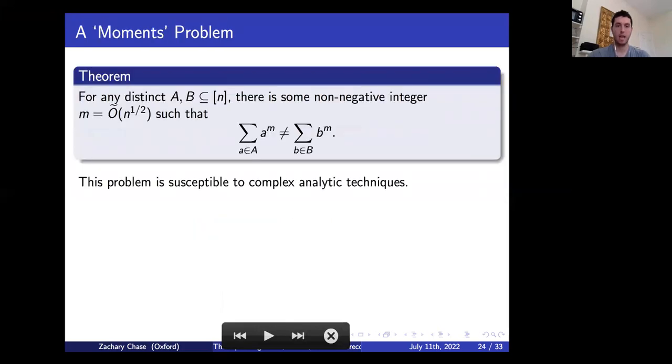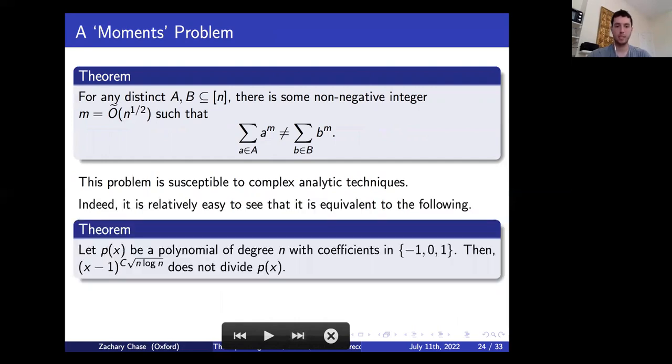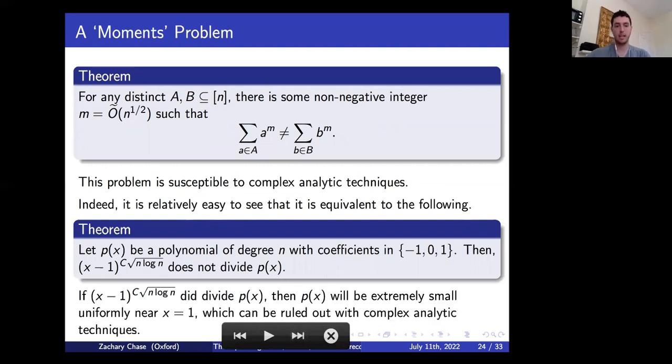Okay, and the point is that this problem is susceptible to complex analytic techniques. So it's easy to see it's equivalent to the following. If you have any degree n polynomial with coefficients in -1, 0, 1, then you can't have too large of a power of x minus 1 dividing p of x. These are just equivalent.